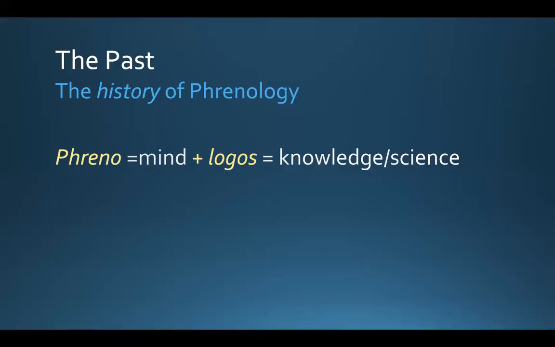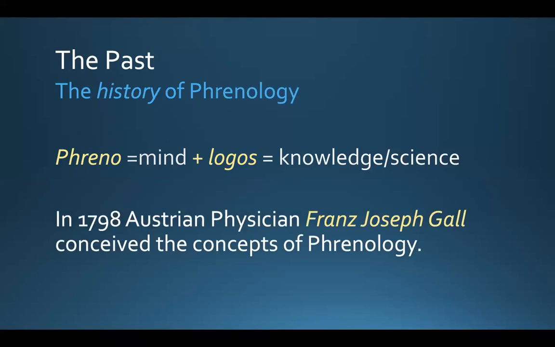So what exactly is phrenology? It's two words together: phreno, meaning mind or thinking, and logos, meaning knowledge or science. So the science of the mind, or the science of thinking. When did it start? It started in 1798, at the end of the 18th century, very close to the beginning of the 19th century, when an Austrian physician called Franz Joseph Gall conceived it and made it popular.